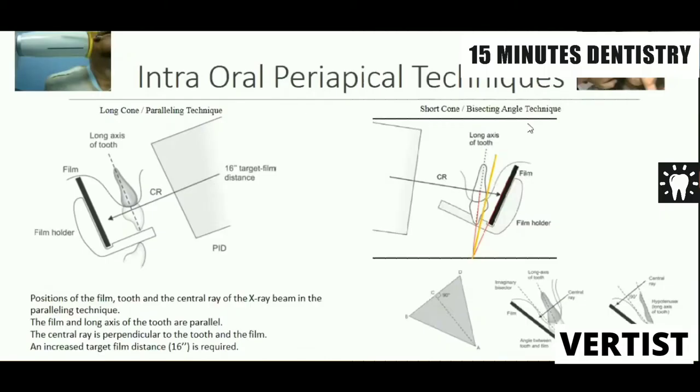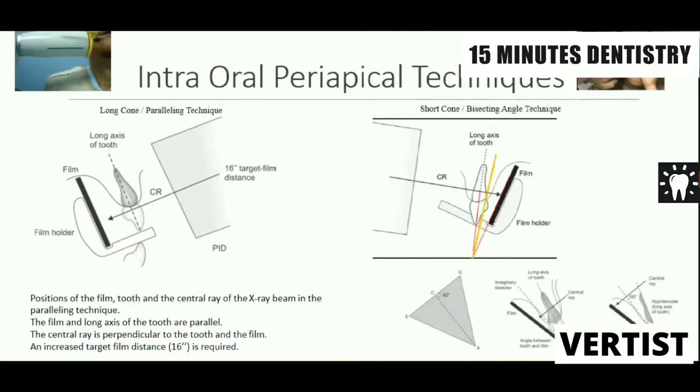In the bisecting angle technique, the film is held by the patient or a finger. You can also use a holder, but that is very uncomfortable. There is a bisector between the long axis of the tooth and the long axis of the film, and the central ray is directed perpendicular to this bisector to get a proper image. Now, though the long cone technique follows all the rules of projection geometry, we still use the bisecting technique regularly everywhere.